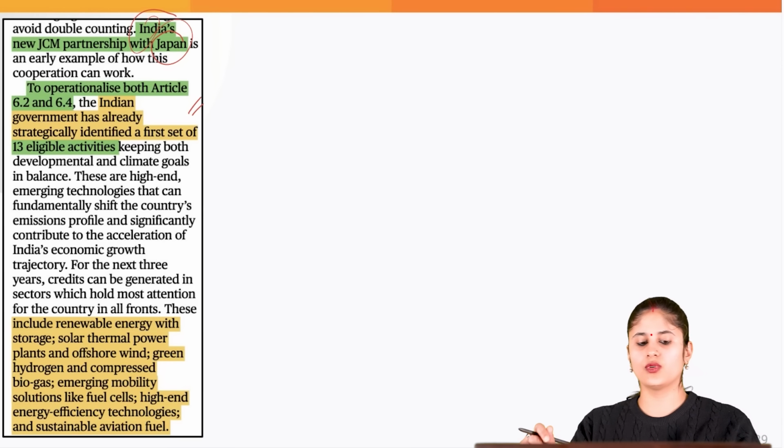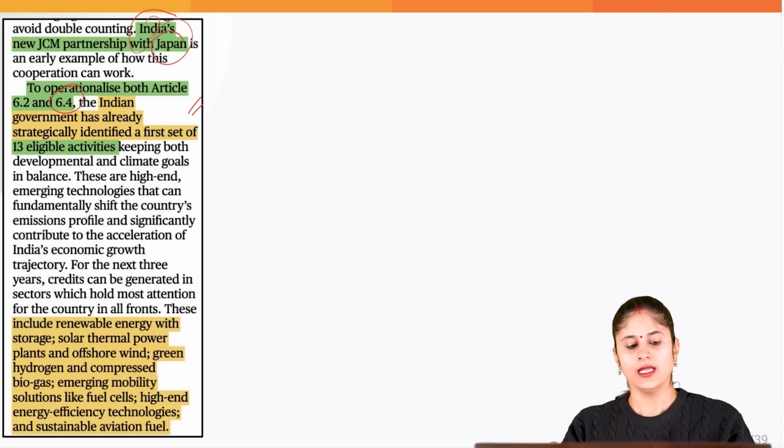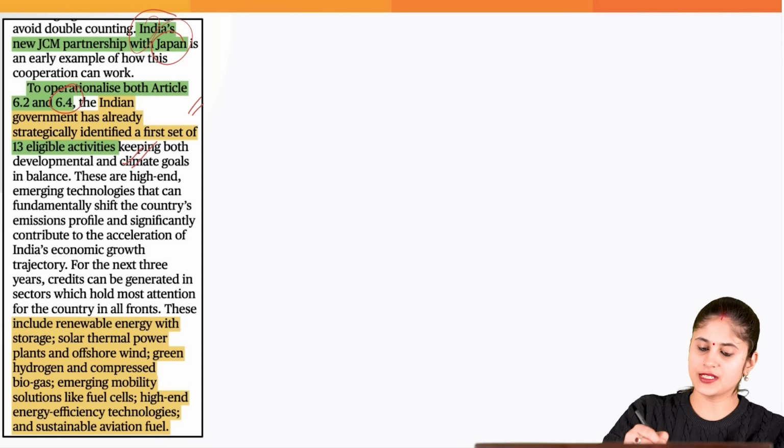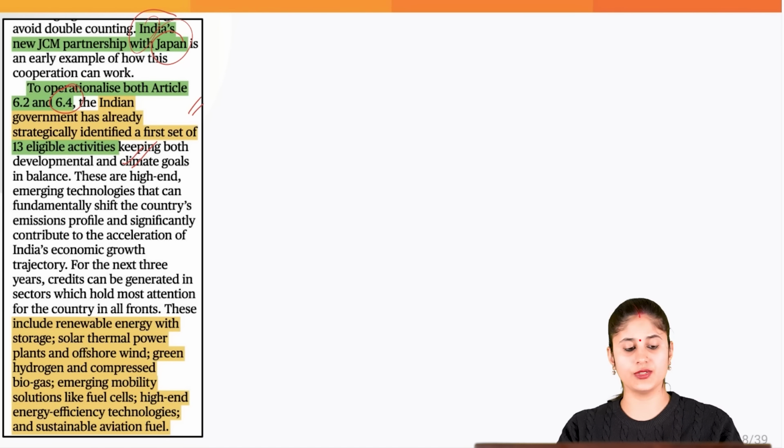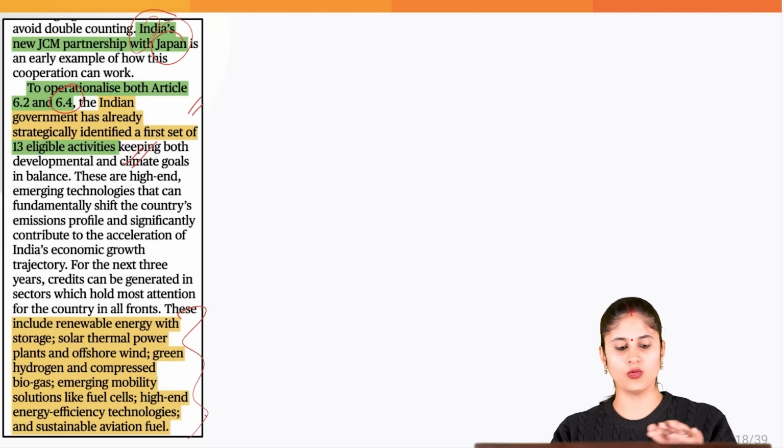Now, I told you India and Japan have signed a joint credit mechanism, and according to the article, this is going to operationalize both Article 6.2 and 6.4. The Indian government has already strategically identified a set of 13 eligible activities under this. So these are the activities that we have outlined.